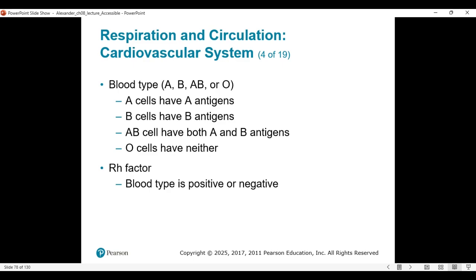This is important when we're talking about matching blood, because your body won't accept other blood types except for O. If you're A positive, you can only get A positive. If you're B negative, you can get B negative. If you're AB positive, you can get A positive, B negative, or O. O can give to everybody else, but can only take O.